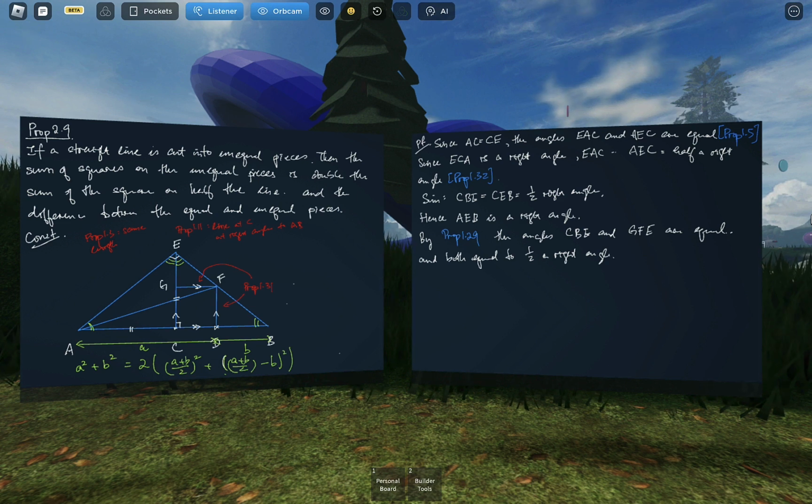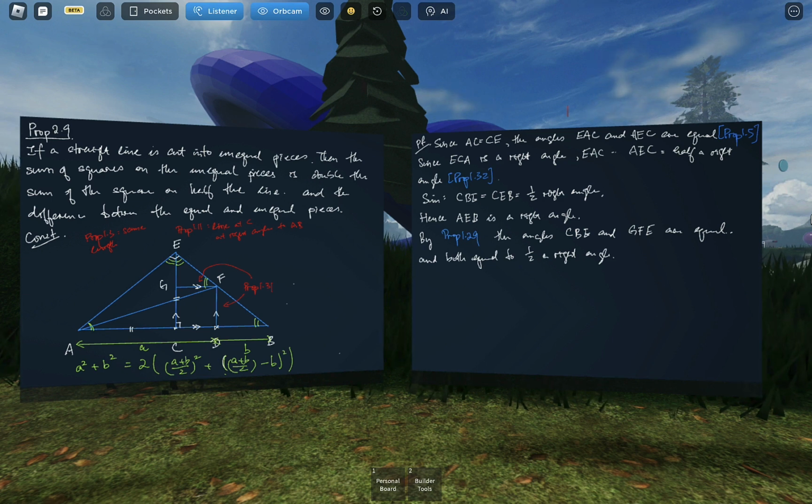I'll go back to the diagram, CBE and GFE. CBE is this one, GFE is this one, right? So proposition 1.29 says that we've got parallel lines and you've got opposite internal angles. Then they're equal. And both equal to half a right angle, because all the angles we're talking about are equal to half a right angle, conveniently. So that's good.